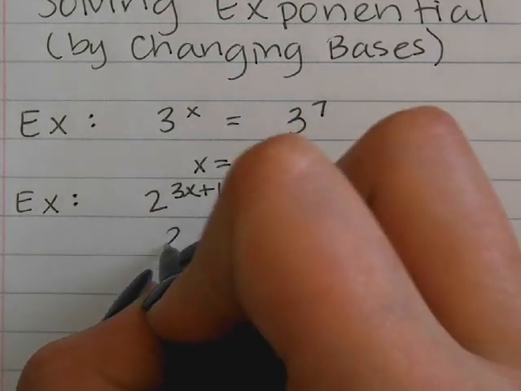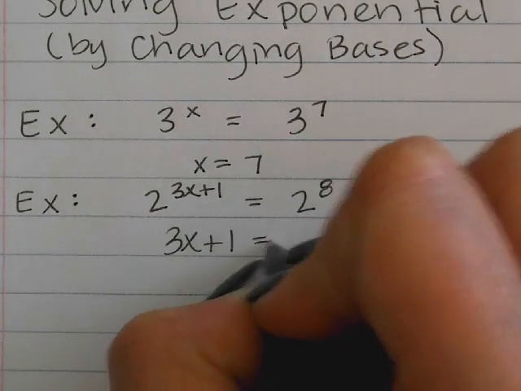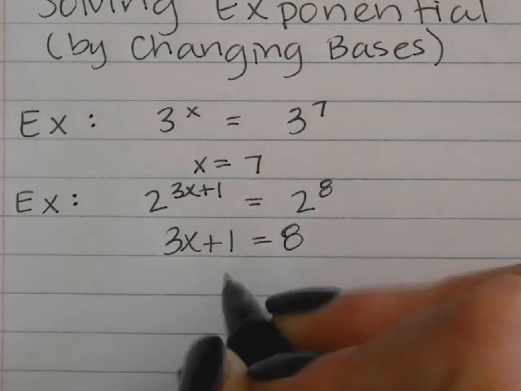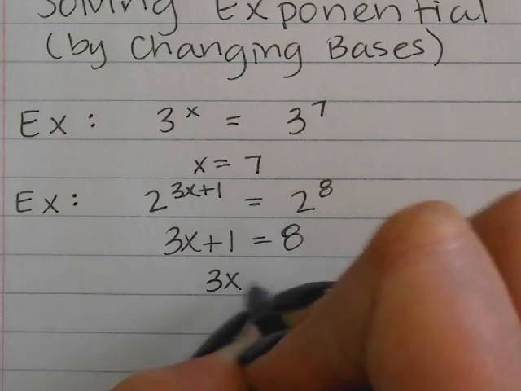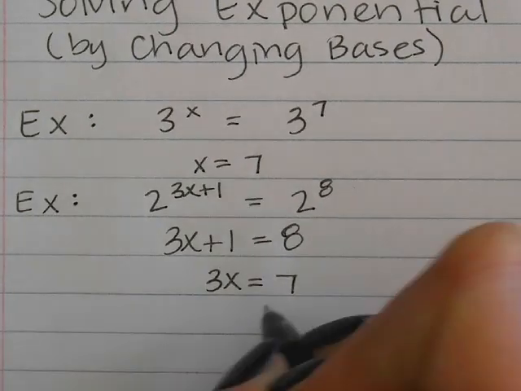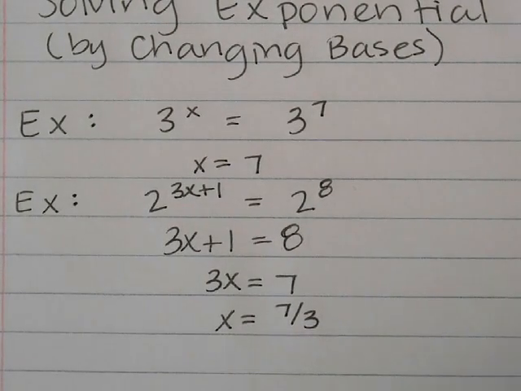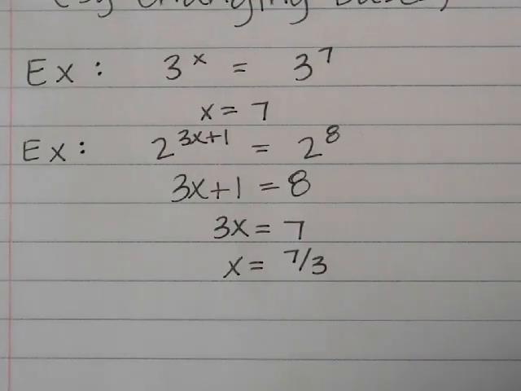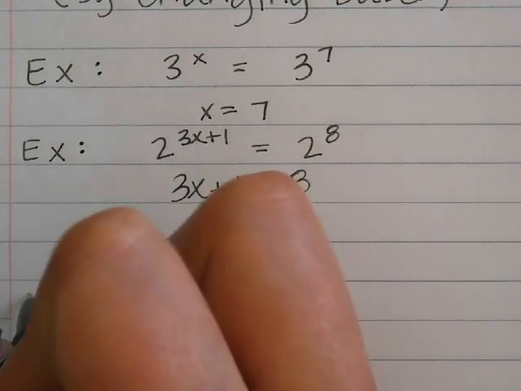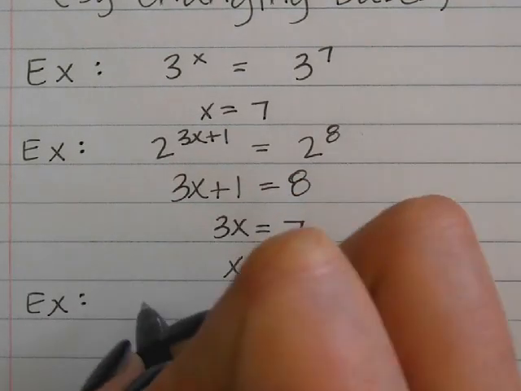So I'm going to go ahead and say 3x plus 1 equals 8. And then I could subtract the 1 over, so 3x equals 7. And then I can divide the 3 over, so x equals 7/3. So that problem was a little bit more difficult, but still pretty simple. All right, so we're going to try another one.